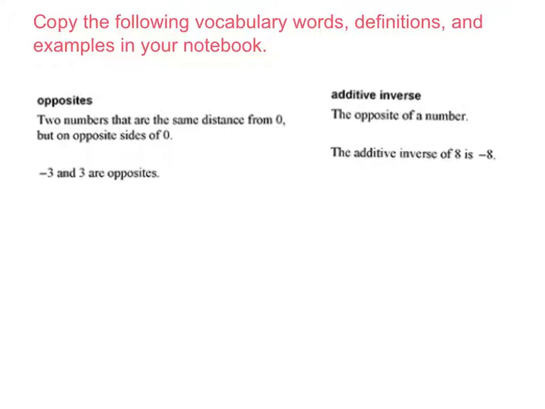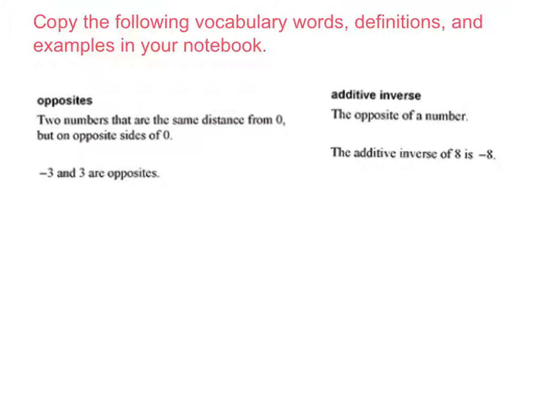The first word is opposites. Opposites are two numbers that are the same distance from 0 but on opposite sides of 0. -3 and 3 are opposites. Additive inverse is your other vocabulary word, and that means the opposite of a number. So the additive inverse of 8 is -8.